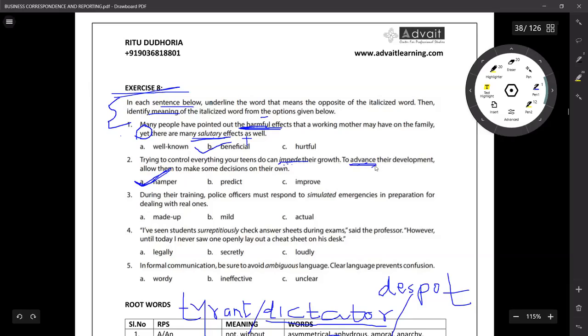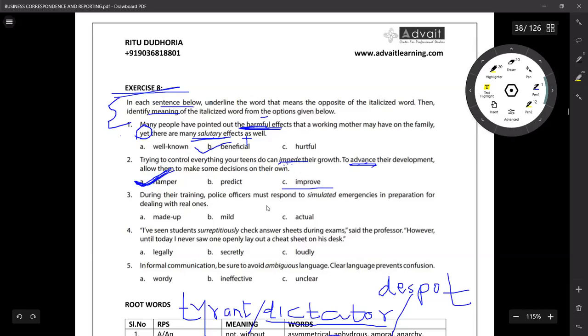I've underlined the opposite word in the sentence. Then identify the meaning of the italicized word from the options. From the options, you have to select the meaning. What is the meaning of impede? The meaning of impede is to hamper, discourage, stop. A, correct. You can also do it through elimination method, guys.